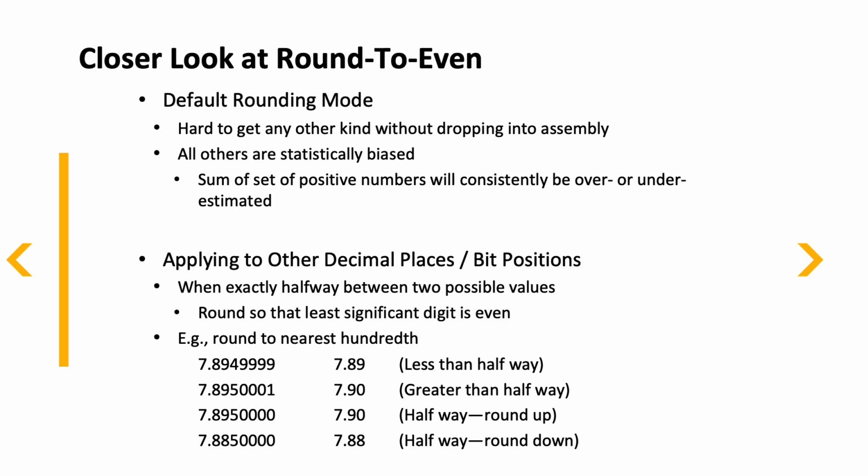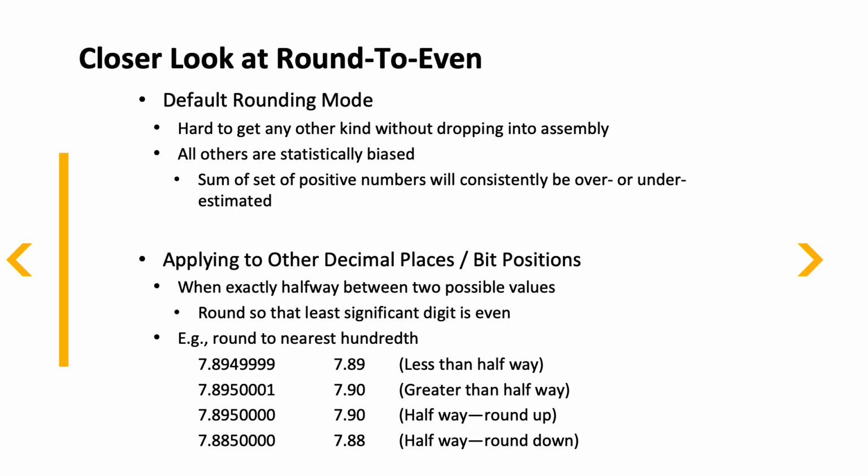Now, since round to even is our default rounding mode, let's dive a little deeper into why that is and exactly how it works with some more examples. It is our default rounding mode for a couple different reasons. First of all, it's hard to get any other kind without dropping into assembly, and we'll be looking at assembly in future videos within this series, so don't worry too much about the exact nature of why that is. We'll see that in further videos.